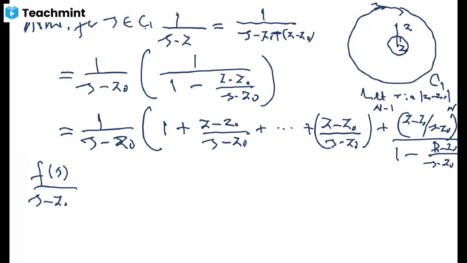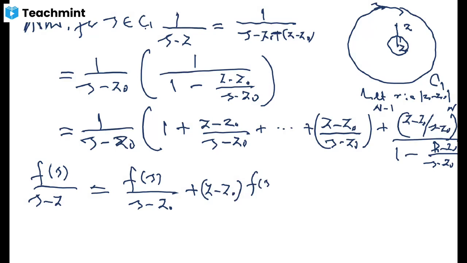So this comes out to be equal to, on the right hand side at the same time you have to multiply each term in the numerator and denominator by zeta minus z naught also. So the first thing that you will have is f of zeta upon zeta minus z naught, plus z minus z naught into f of zeta upon the denominator zeta minus z naught square.